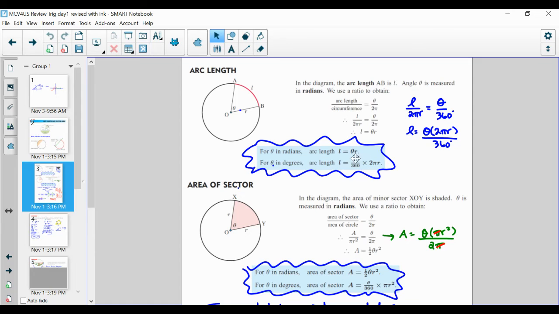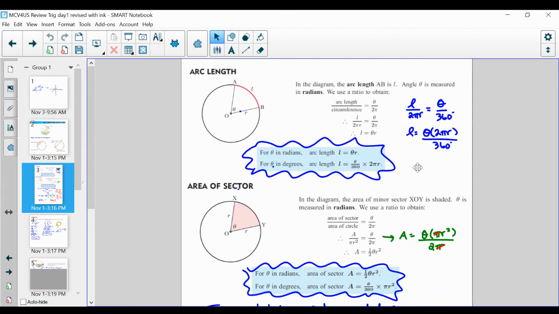And if we want to change that theta to degrees, then we would just divide it by 360 and multiply by 2 pi r. Remember that if we're changing an angle from radians to degrees, we would multiply by 180 over pi, and if we're changing an angle from degrees to radians, we'd multiply by pi over 180.